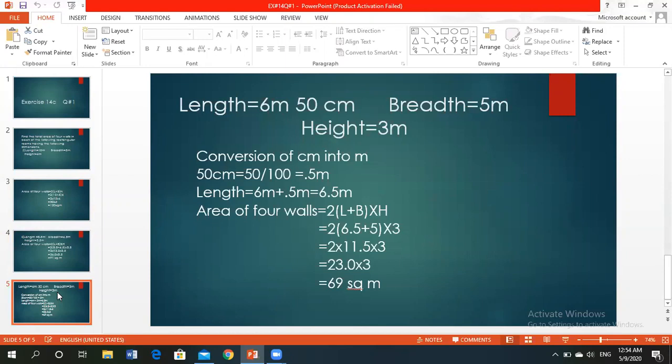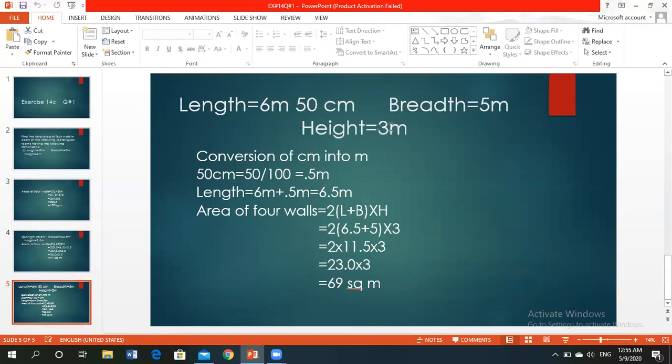Now let's move towards the third part of the question, that is length equals 6 meters and 50 centimeters. Breadth is 5 meters and height is 3 meters. In this third part of the question, you have to focus on the units. Look, the unit of length is 6 meters and this is in centimeters, 50 centimeters. Breadth is in meters and height is in meters.